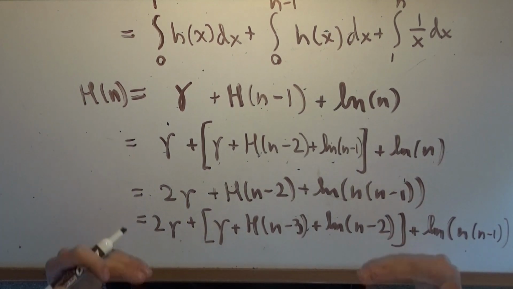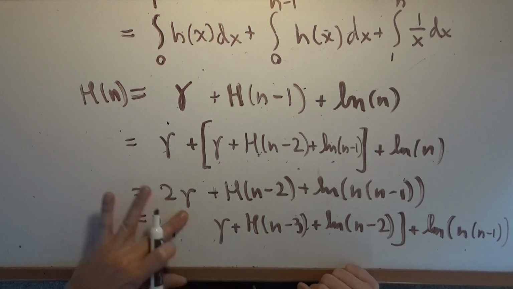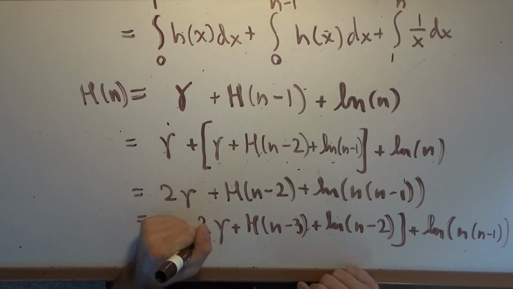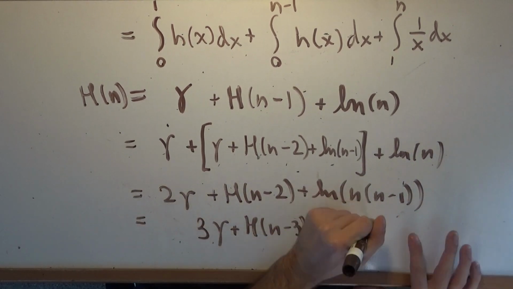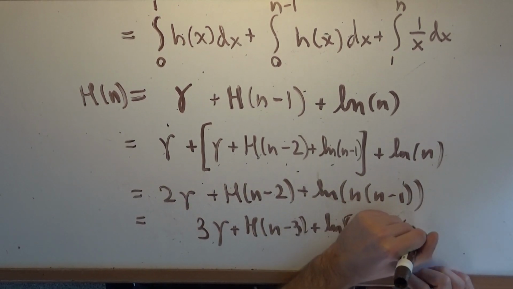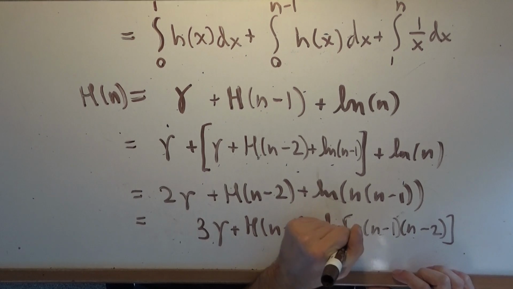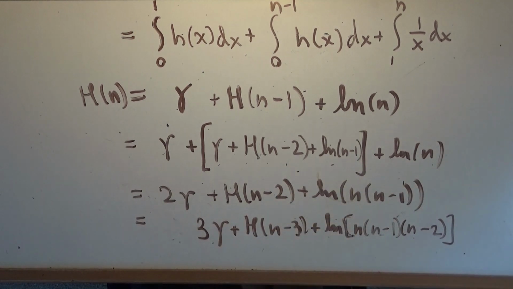And as you can see, this is just going to keep going down and down and down as a recursive definition. So we're going to get 3 times gamma, and we're going to end up with the natural logarithm of n times n minus 1 times n minus 2, right? And this is just going to keep going down. And so really all we have to do is just plug in n for this, because it's going to take n steps to get n to go to 0, right? We have to go n steps down.